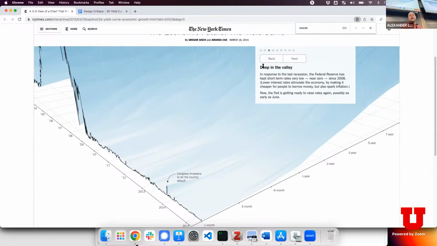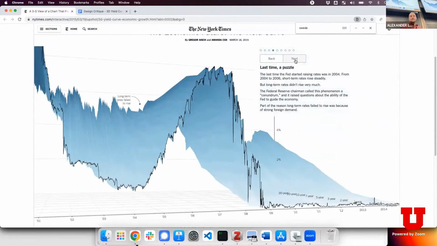Here we have the story: deep in the valley, basically there's no yield in short-term bonds, but there's this little outlier where Congress threatens to let the country default, and suddenly the yield goes up a little bit. That's interesting, and you wouldn't know that unless you do some research on what happened at that date. And here there's an interesting inversion that they're pointing at: short-term bonds have higher yield than long-term bonds. That's also something you might not have noticed, so the story really helps here.